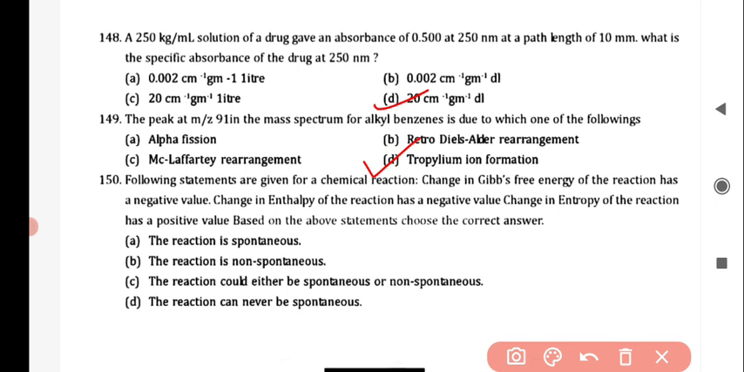Next question is, following statements are given for a chemical reaction. Change in Gibbs free energy of the reaction has a negative value. Change in enthalpy of the reaction has a negative value. Change in entropy of the reaction has a positive value. Based on the above statements, choose the correct answer. So the correct answer is option A, that is the reaction is spontaneous.